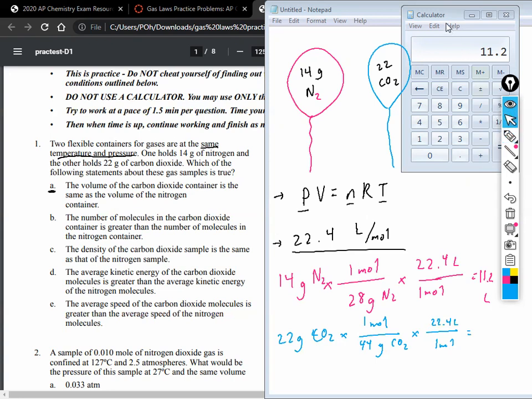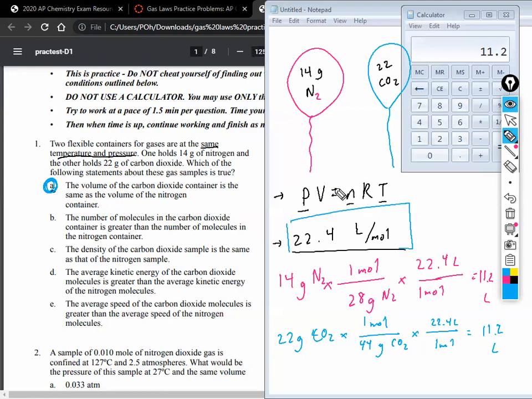Alrighty guys, so if you guys are finishing up, feel free to finish up, but this is the equation that you should have ended up with. We got 22 grams of CO2. The molar mass of CO2 is 44. We're gonna multiply that by 22.4, and we're gonna end up with the same volume of CO2, okay? So A would be the correct answer to this problem. Okay, we didn't even have to look at any of the other ones. The volume of the CO2 container is the same as the volume of the nitrogen gas container, okay? And we found that using this conversion right here.